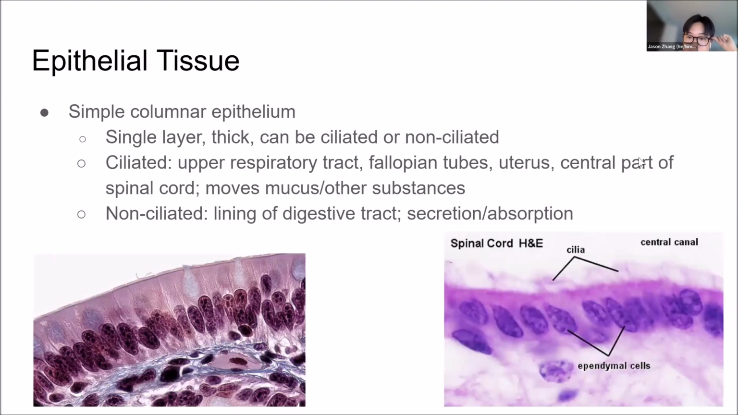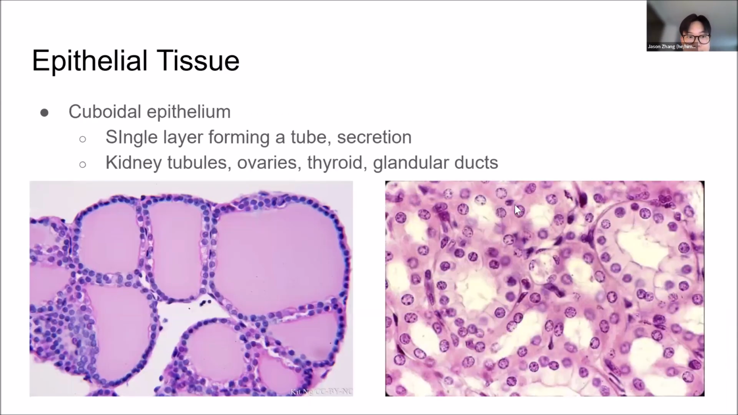Simple columnar can also be ciliated or non-ciliated. This will be in the upper respiratory tract, and a lot of parts of the GI tract have columnar epithelium. Then cuboidal. I think cuboidal epithelium is really important to be able to recognize because it actually tells you a lot about the function of the organ. A lot of secretory organs have cuboidal epithelium, such as the kidneys, ovaries, and thyroid. So that's something you should be able to recognize.